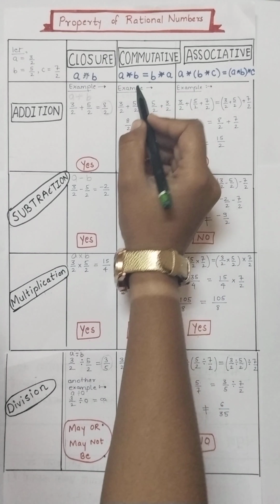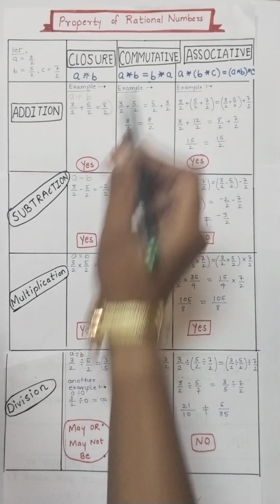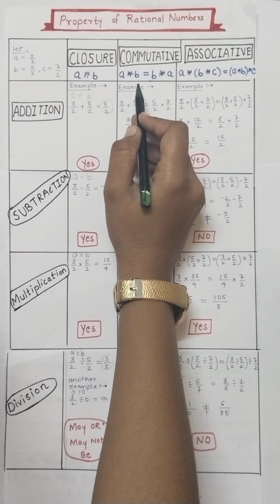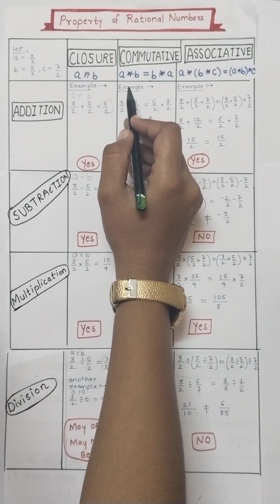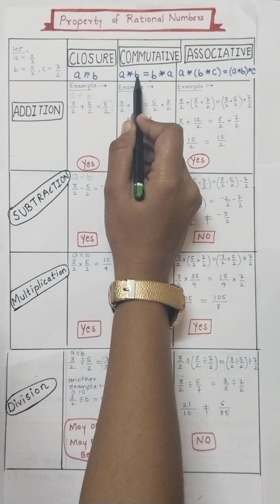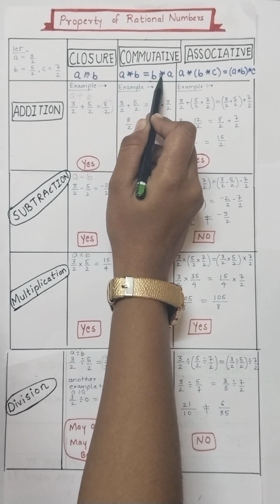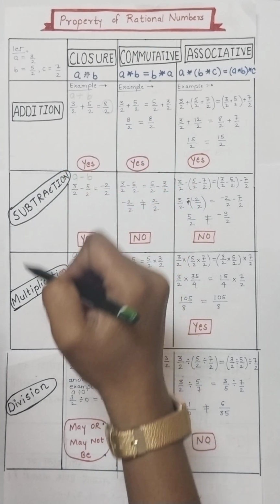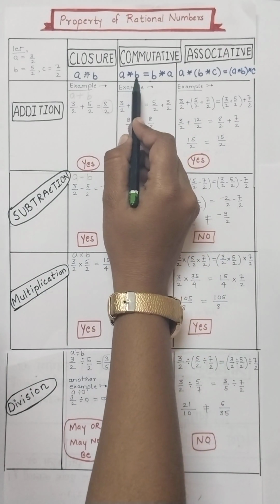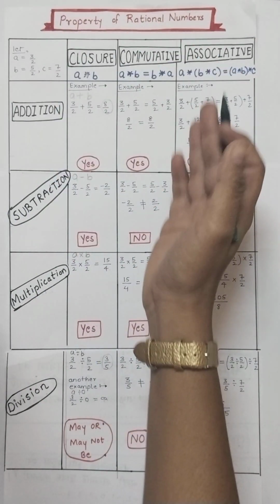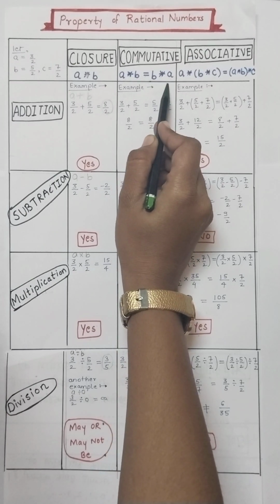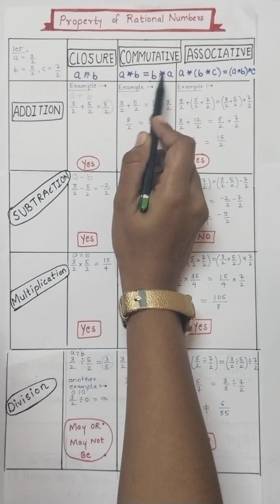Next we will see commutative property of rational numbers. For commutative property, that is a asterisk b must be equal to b asterisk a. It implies that when we apply mathematical operations such as addition, subtraction, multiplication, and division on these two rational numbers, the answer must be the same as we commute both the entities, that is a asterisk b.